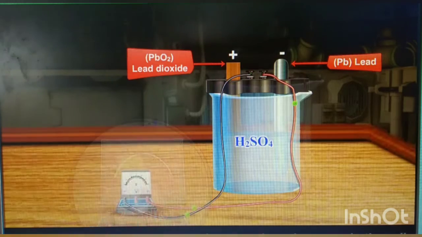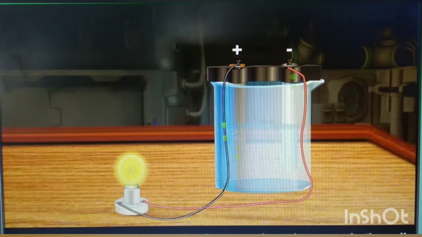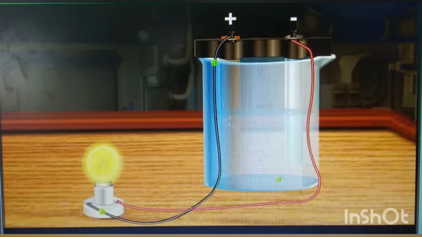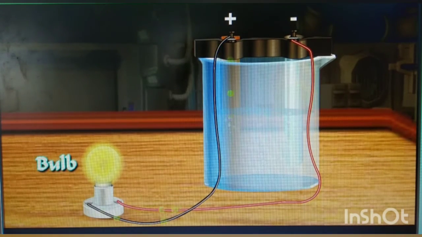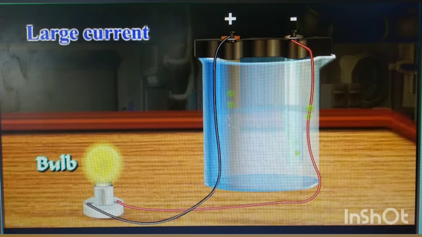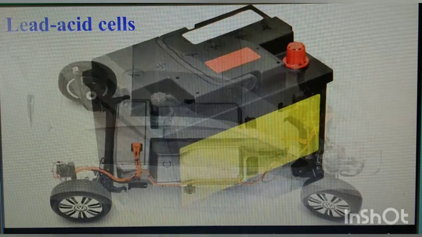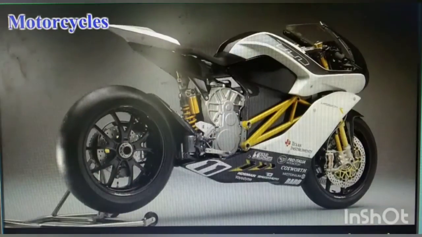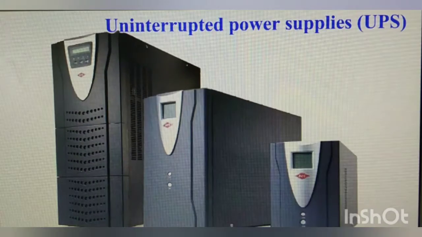Because of the chemical reactions between the substances in the cell, electrical charge is produced on both the electrodes and the electric current flows through the load. Here, for example, a bulb in the circuit. This kind of electrical cell has the capacity to supply a large current. Hence, lead acid cells are used in cars, trucks, motorcycles and uninterrupted power supplies, that is UPS.